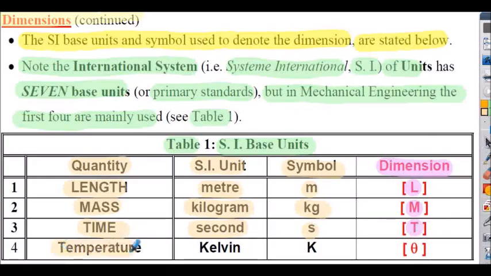And finally temperature has the SI unit of the Kelvin, symbol uppercase K, and dimension theta. Notice that all the dimensions are stated in square brackets, and we must always state our dimensions in square brackets to clearly differentiate them from the actual calculations and the algebraic variables we might use within a calculation.